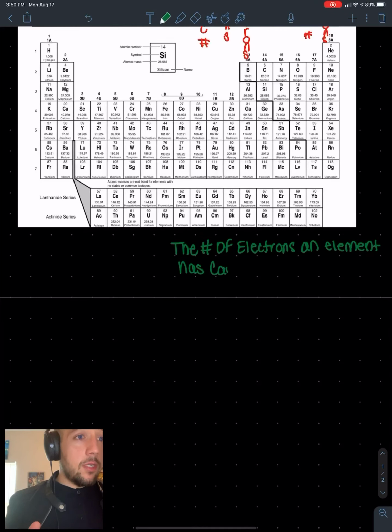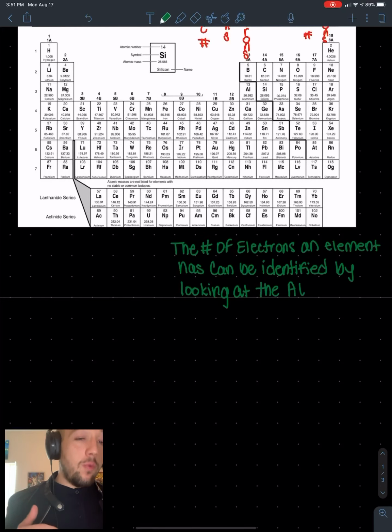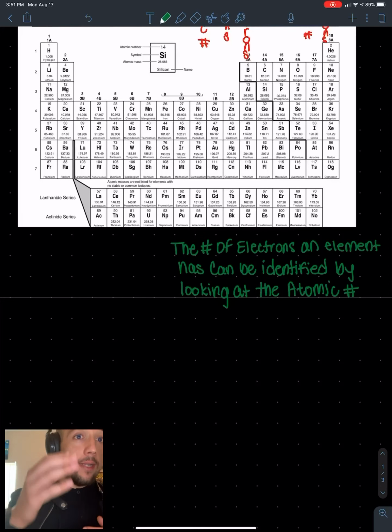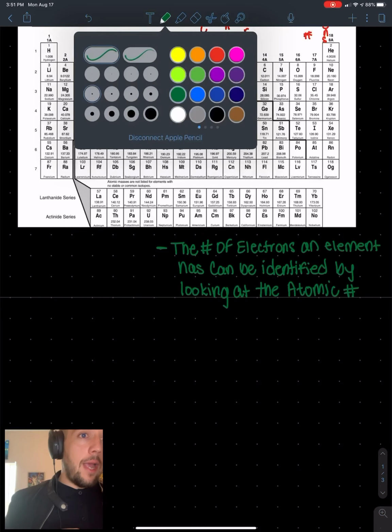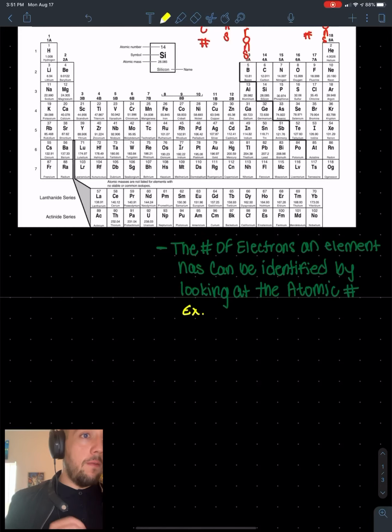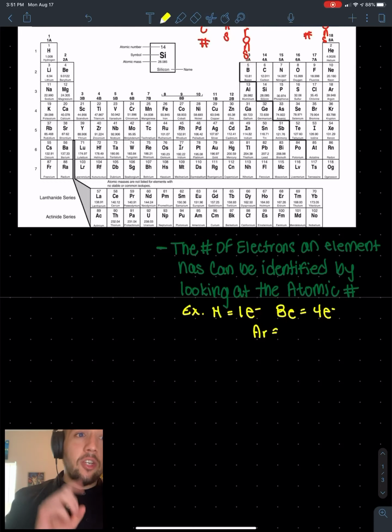Remember that the number of electrons an element has can be identified by looking at the atomic number. I know that I'm repeating this over and over again, but it's very important that when we are looking at the periodic table and we're going to draw a Bohr model, you look at the atomic number to figure out the number of electrons. For example, hydrogen at the very top has an atomic number of 1, which tells me that there is 1 electron. Beryllium, Be, has an atomic number of 4, and that tells me that there are 4 electrons.